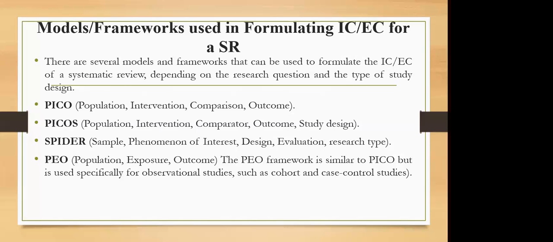We also have the PICOS: population, intervention, comparator, outcome, and study design. When you want to attach study design to it, we also have the SPIDER framework: the sample, phenomenon of interest, design, evaluation, and research type, which stands for the R. We also have systematic reviews where we use the PEO model to formulate our inclusion and exclusion criteria, and it is usually used for observational studies, cohort studies, and case control studies. Remember, I said the PICO is mostly for quantitative studies. We're going to show further examples to justify that.